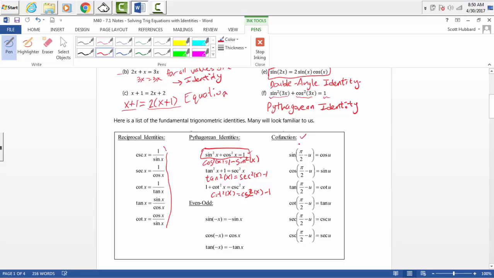Cofunctions we talked about. This comes from the acute angles inside of a right triangle. And the even odd identities. Remember, we talked about this. Sorry, sine and tangent are odd. Cosine's even. Cosine and secant are the only ones that are even, and then sine, tangent, cosecant, and cotangent are all odd, and so these are odd.